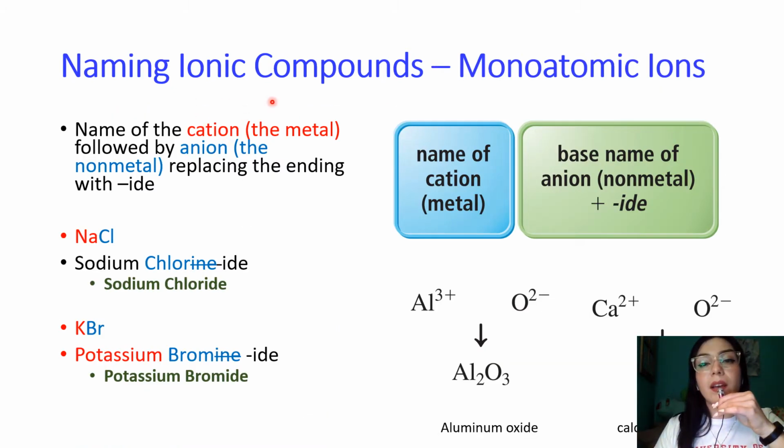So for naming ionic compounds that are monatomic ions, in other words, you have a singular atom and a singular atom for both of them, what you're going to do is take the name of the cation, so in this case you have aluminum, and then you're going to take the base name of the anion, take off the end of it, and add "ide" to it. So here we have oxygen, and instead of oxygen, you replace that "gen" at the end with "ide." So now we have aluminum oxide.